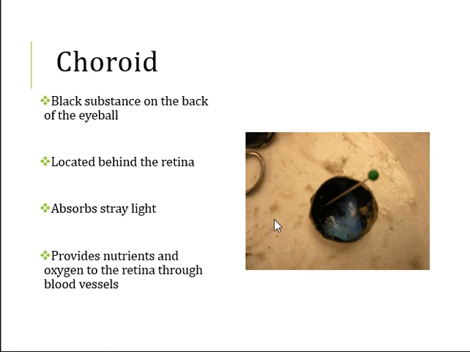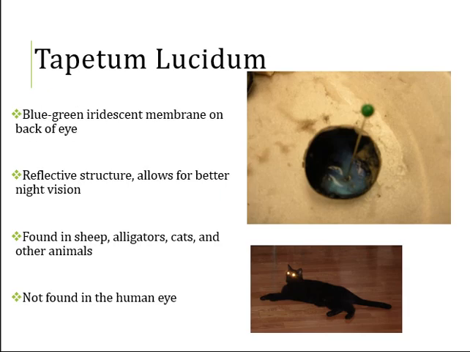And we have the tapetum lucidum. This is not found in the human eye. It's something you see in animals. So whenever you're trying to take a picture of your kitty or your puppy, or sheep or cows, I mean, all animals are awesome, when they have that iridescent quality, like those glowing eyes, you're getting a picture of the tapetum lucidum. It's that iridescent membrane. It's a reflective structure to allow for better night vision. It's found in sheep, alligators, cats, as I said before.